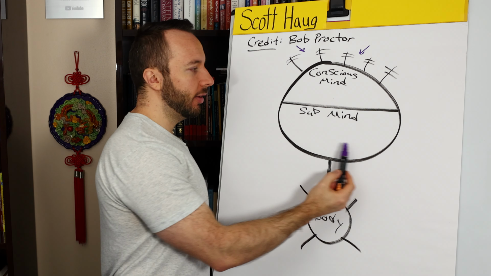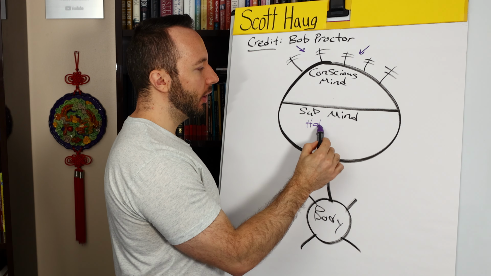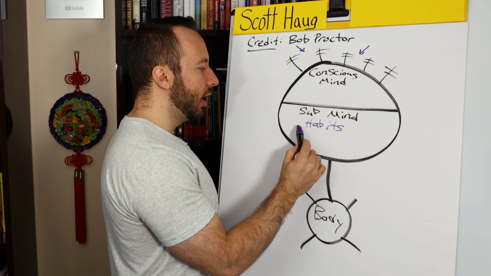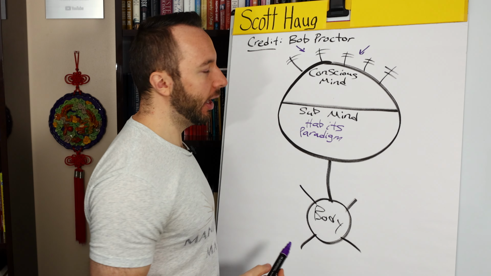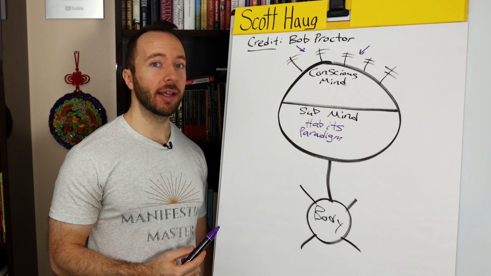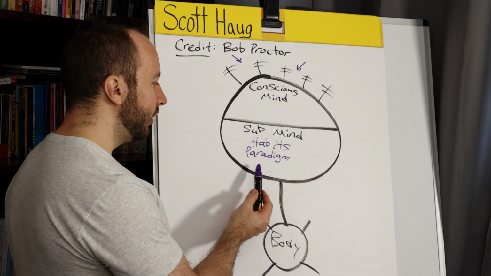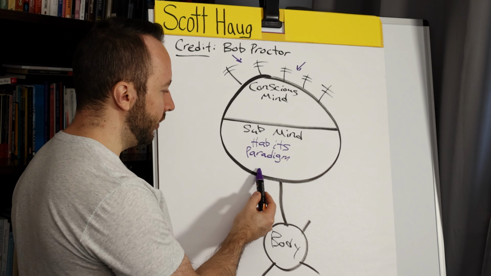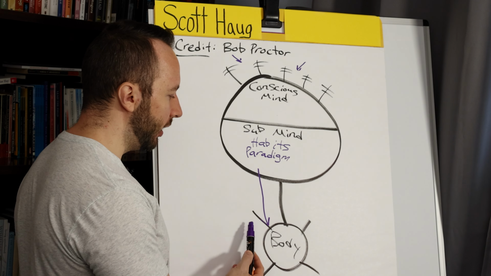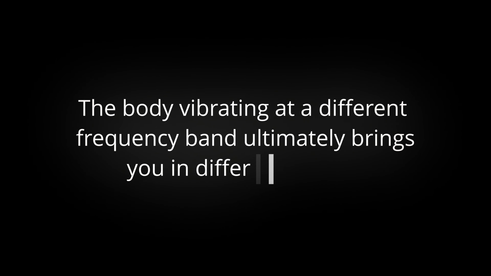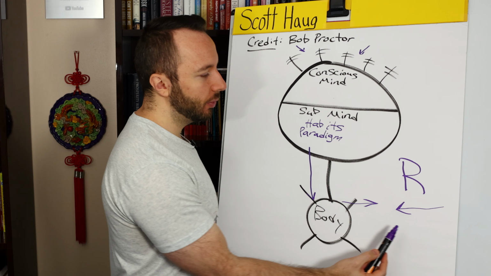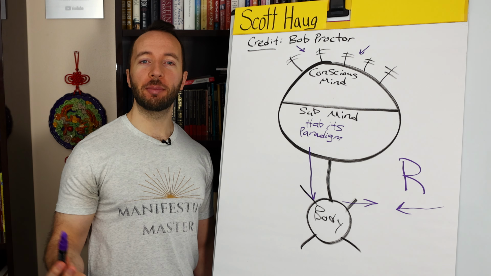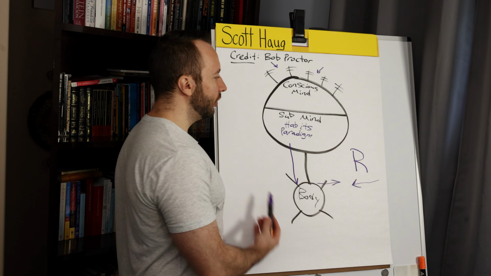Now, our subconscious mind houses all of our habits, all of our automatic behaviors, what Bob Proctor used to call the paradigm. And a paradigm is a conglomerate of all your habits, all your thinking, all your ways. It's your identity. And if you can change what's going on in your subconscious mind, again, it changes the vibration of the body, and the body vibrating at a different frequency band ultimately brings you in different results. And this is from the results of the universe, God, higher power, whatever you want to call that. So this is the first element, is understanding this.